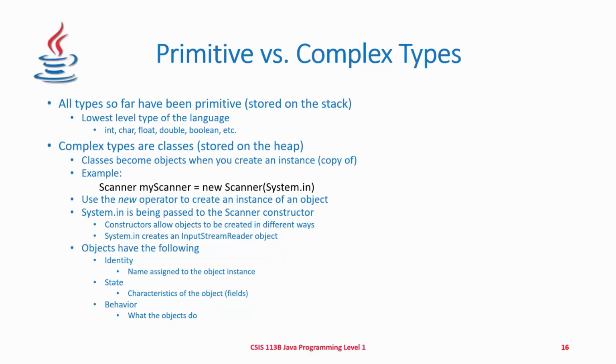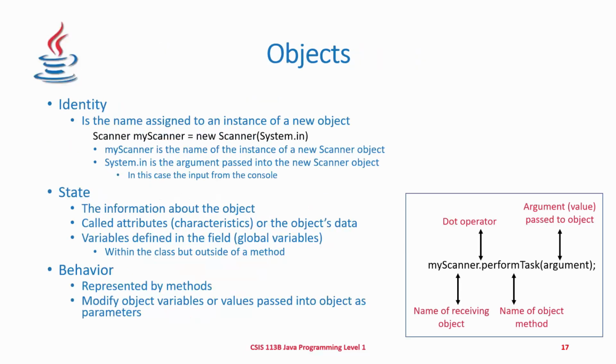but that gives us the ability then to take input from the keyboard. Objects then have the following. They have an identity, so that's the name that we assign to the object instance, so myScanner in this example. And then as part of the code base that we're copying over from the class that becomes our object, there are also properties or fields in there, and that's referred to as the state of the object. And then behaviors are the methods that come with the object, the actual actions that we can perform on the object.